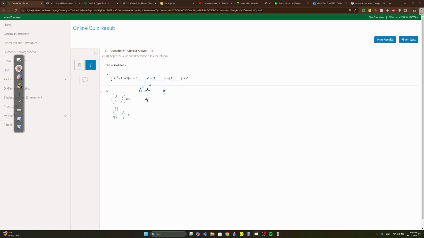Minus 4x: drag it down, add 1 to the power, divide by that power. Then 3: if it's just a constant number, you just put an x beside it. Okay, so we're going to get 2x to the power of 4 minus 2x to the power of 2 plus 3x, always plus c. This one, integral x cubed over 3.